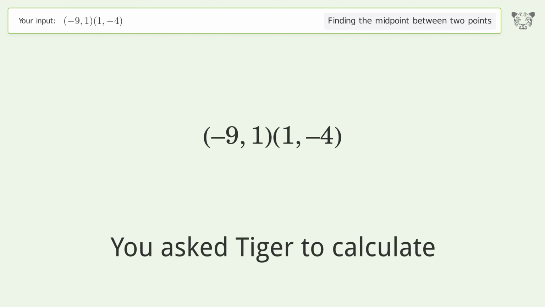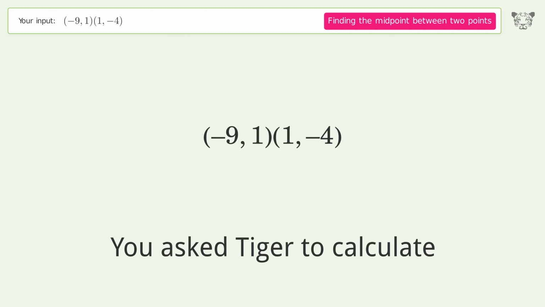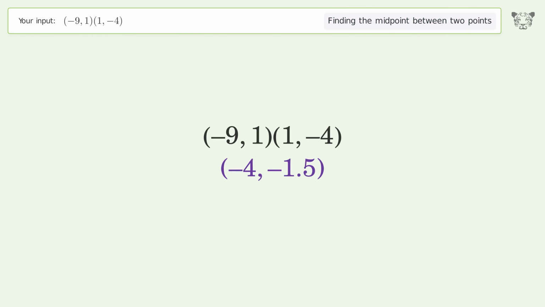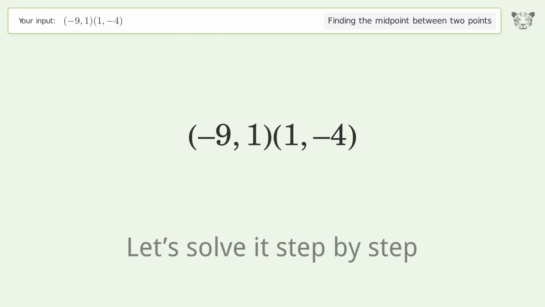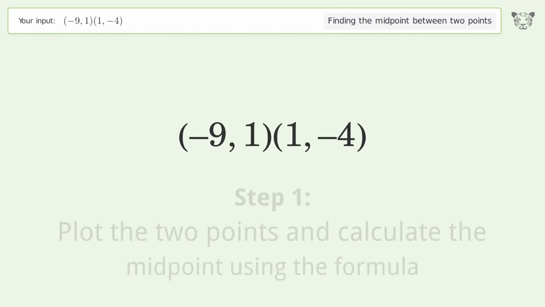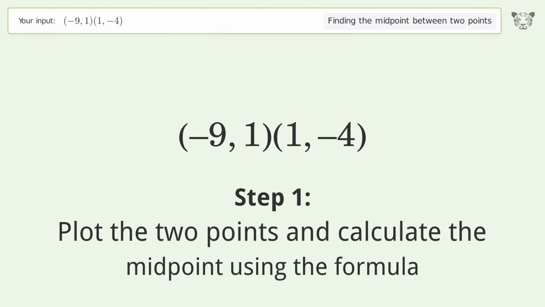You ask Tiger to calculate. This deals with finding the midpoint between 2 points. The midpoint between the 2 points is -4, -1.5. Let's solve it step by step. Plot the 2 points and calculate the midpoint using the formula.